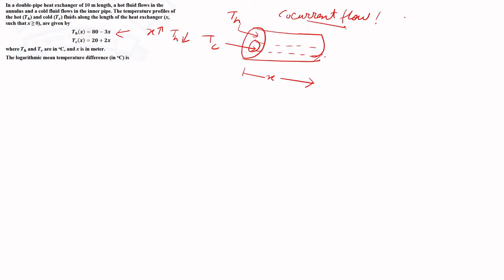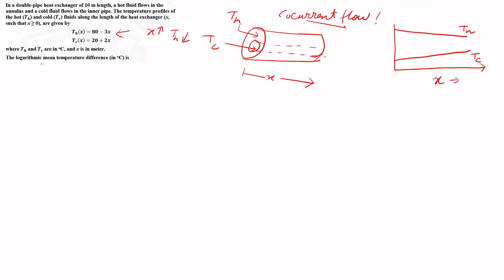If I had to draw the temperature profile, I can draw it like this, with X in this direction. For the hot fluid, the temperature is decreasing, so this is my TH, and for the cold fluid, the temperature is increasing, so this will become TC.